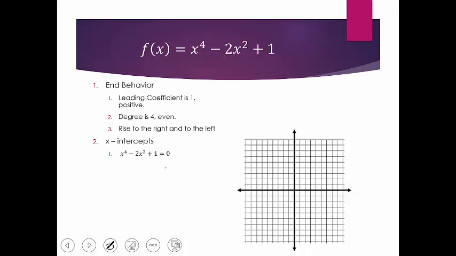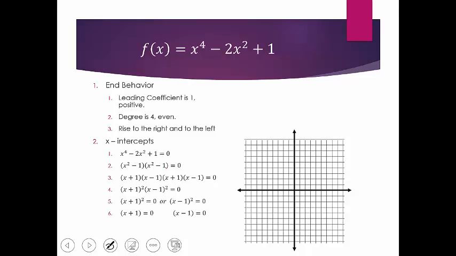So we look at x to the fourth minus 2x squared plus 1 equals 0. We factor it. x squared minus 1 times x squared minus 1 equals 0. x plus 1 times x minus 1, x plus 1 times x minus 1 equals 0. x plus 1 squared times x minus 1 squared equals 0. x plus 1 squared equals 0, or x minus 1 squared equals 0.